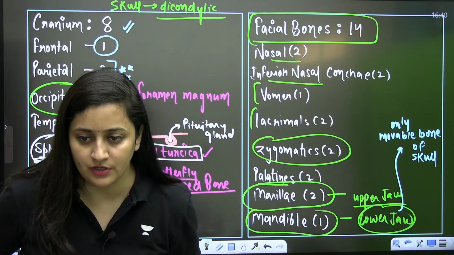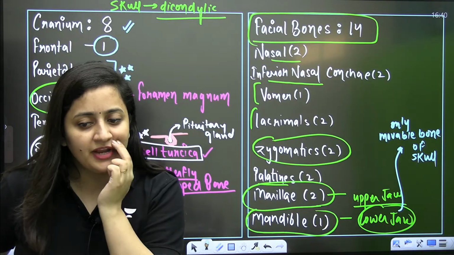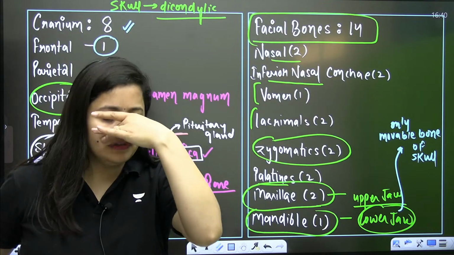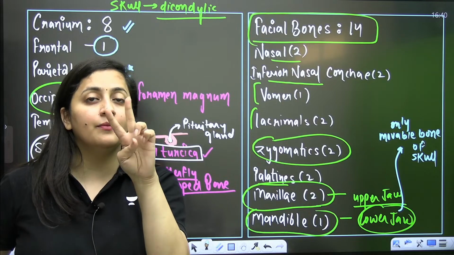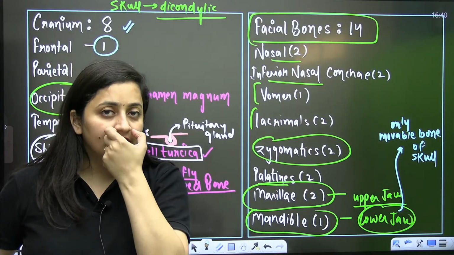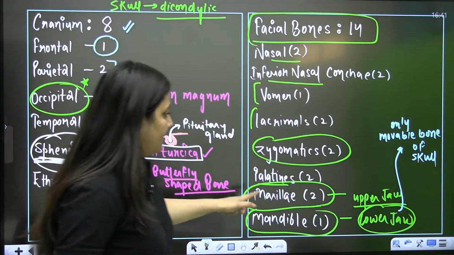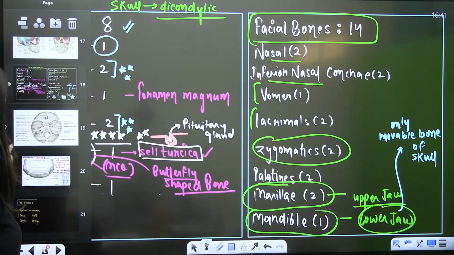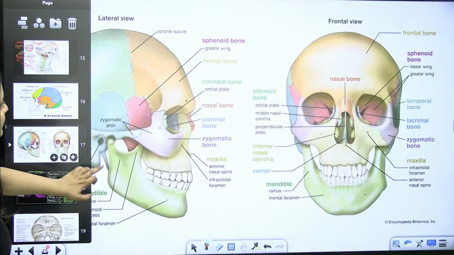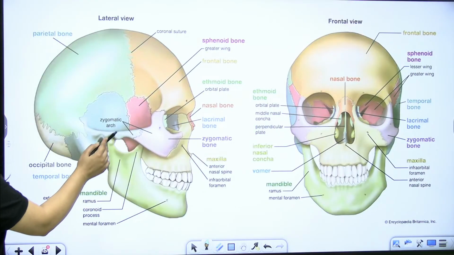Another important question: the upper jaw is made up of what? It is made up of two bones, by the fusion of two bones. Maxilla, and here you have the mandible, the lower jaw. Understood? So even if you want to see this, you can see the positions as well.